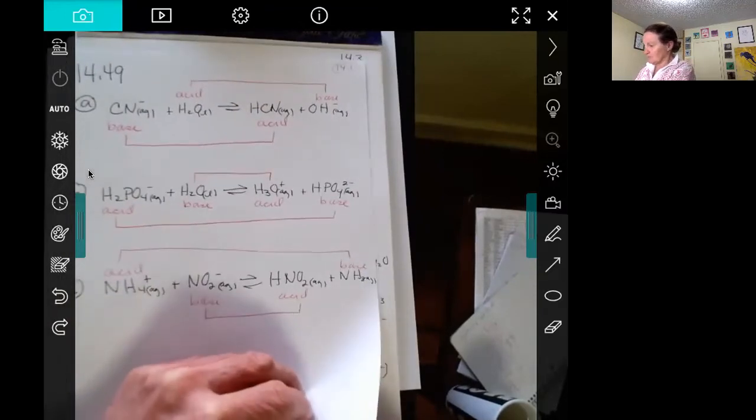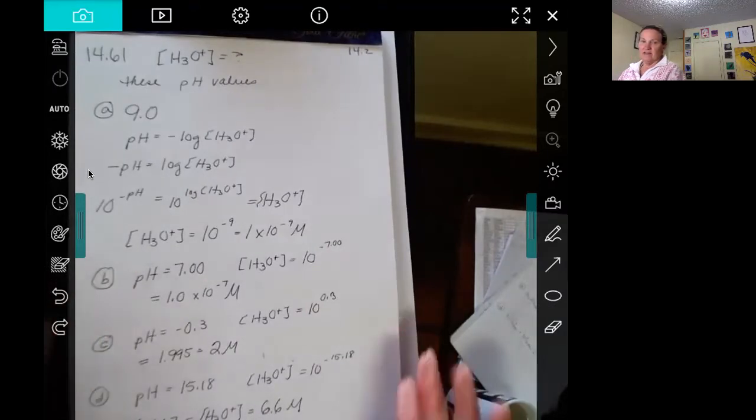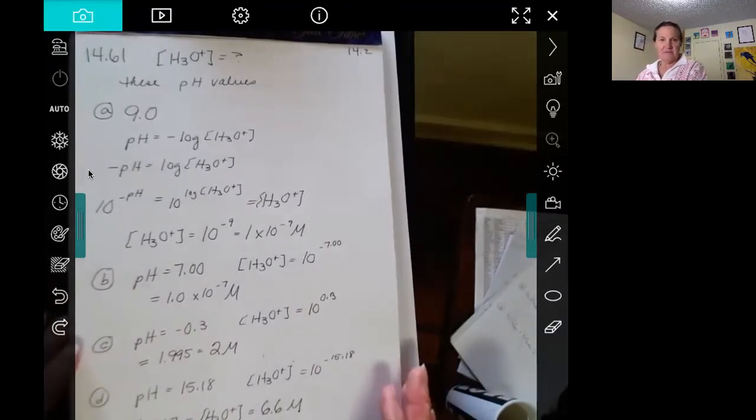So that's just some new definitions for us. What are acids and bases, and how do those reactions take place?